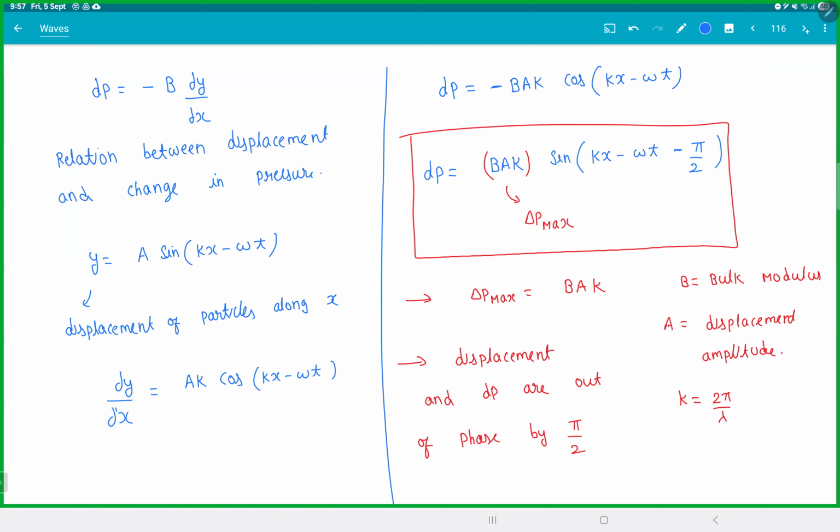Clear with this? So these are the main formulas in this. Delta P max is BAK, dP is equal to minus bulk modulus dou y by dou x. And the phase angle is 90 degrees.